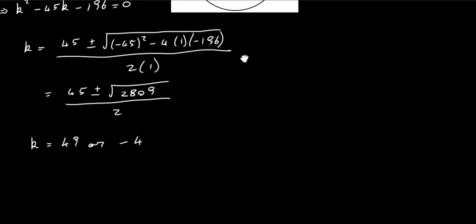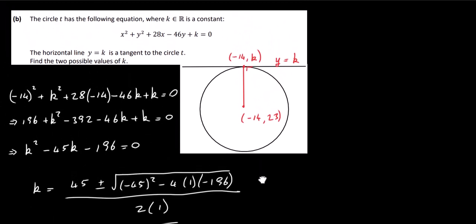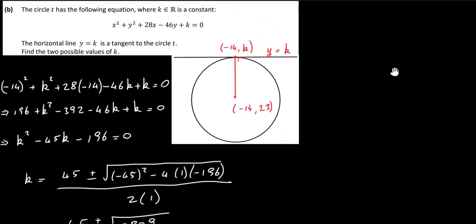I think that's all we were asked to do: find the two values for k. Yep, and that's it. Anyway, that's it for this question.